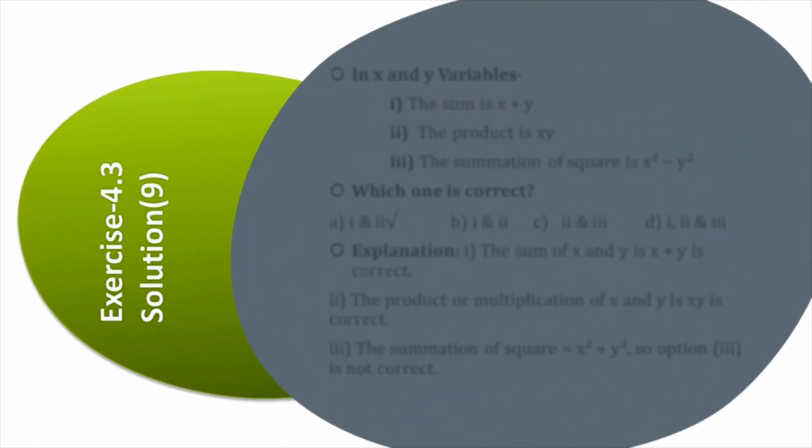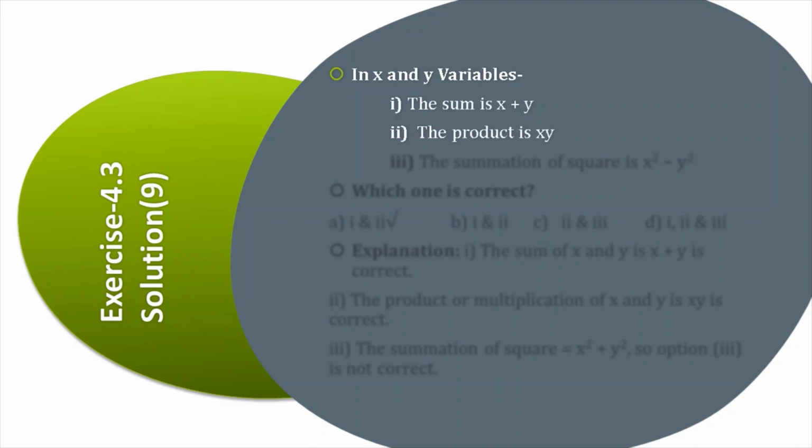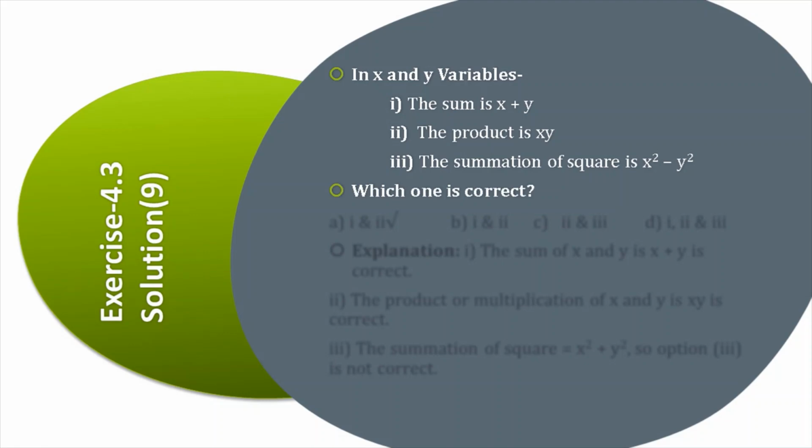Solution number 9, that is the question. For the variables x and y, the sum is x plus y, the product is xy, and the summation of squares is x square minus y square. Which one is correct, my dear? These are the options, and as you can see, the tick mark is on option A, 1 and 2 is correct. Let us see the explanation.